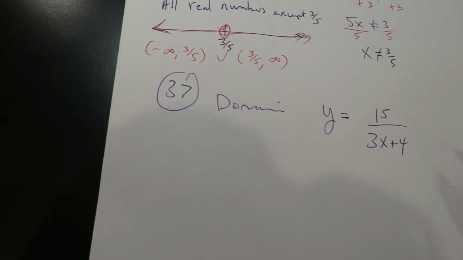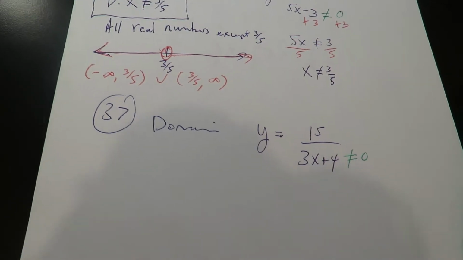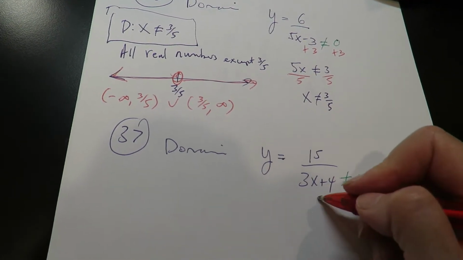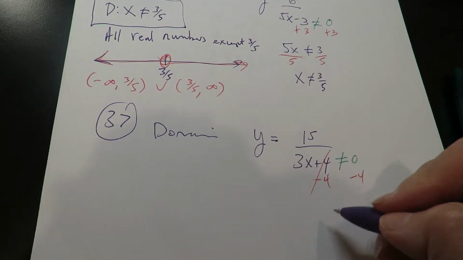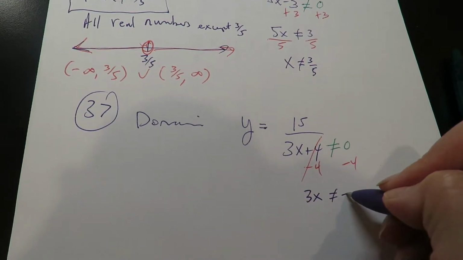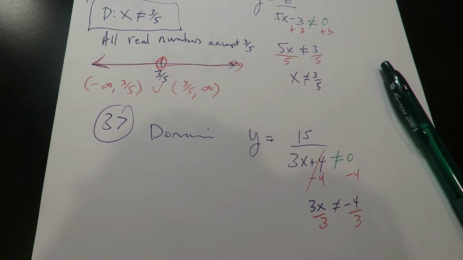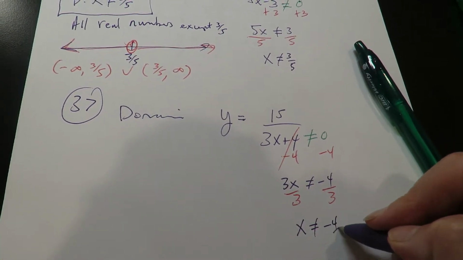All right, let's try this again. If you have a fraction, you can't divide by 0. So we're trying to say that this cannot be 0. And what value of x would do that? So you go ahead and solve it. We'll move the 4 to the other side. We'll divide off the 3. So x here cannot be -4/3.